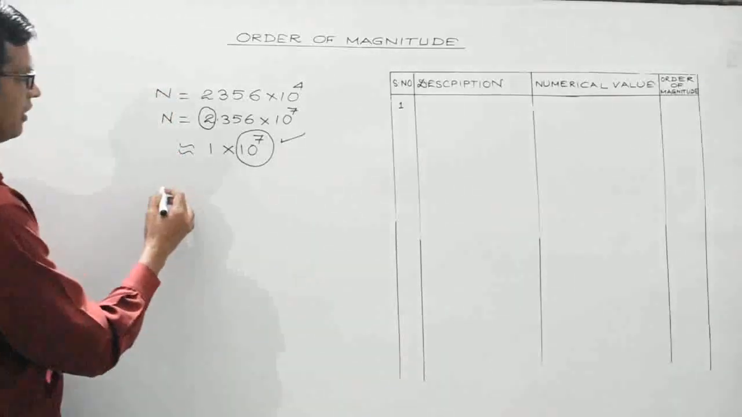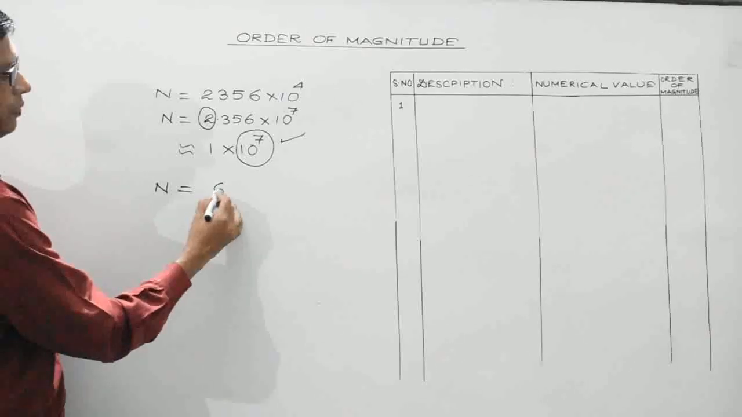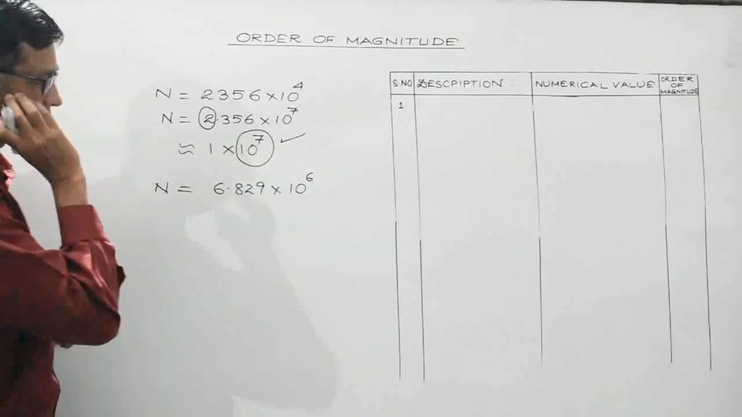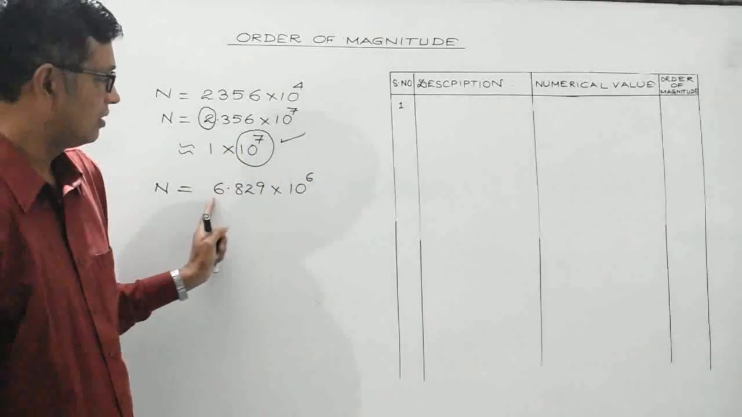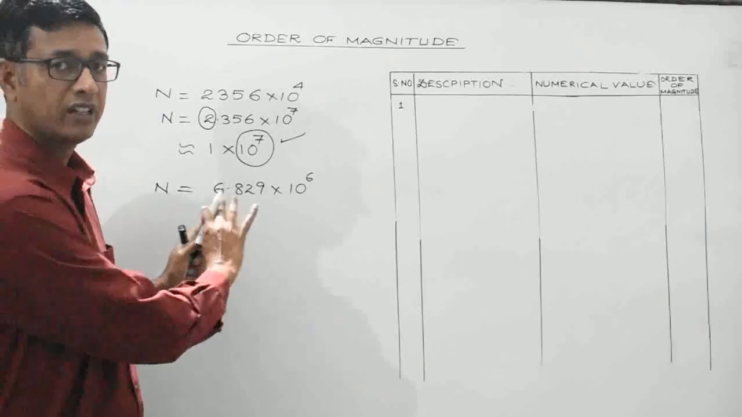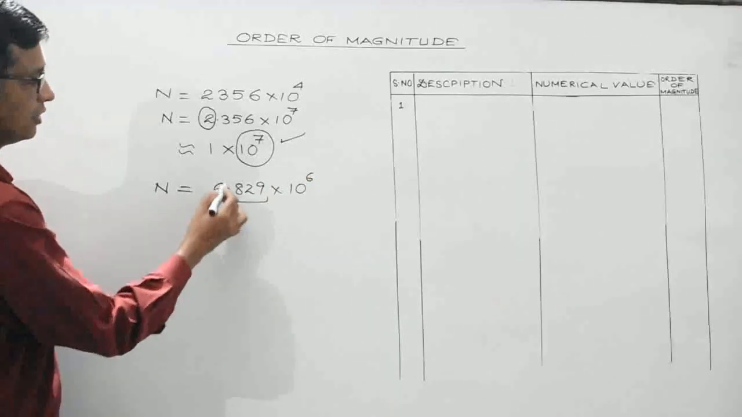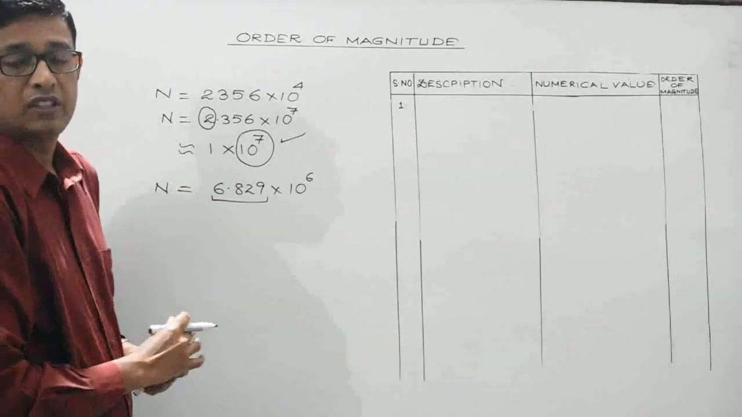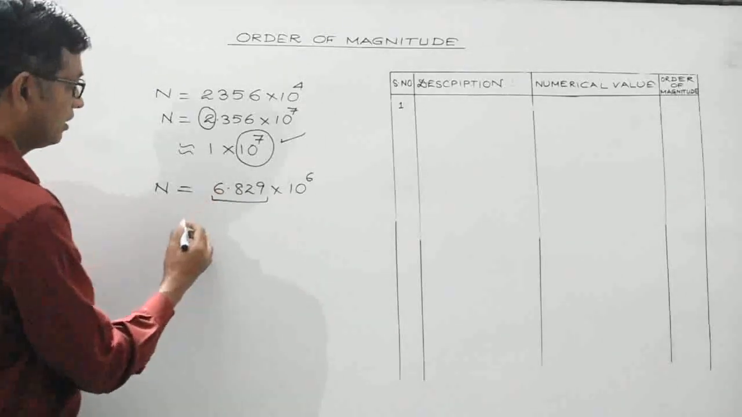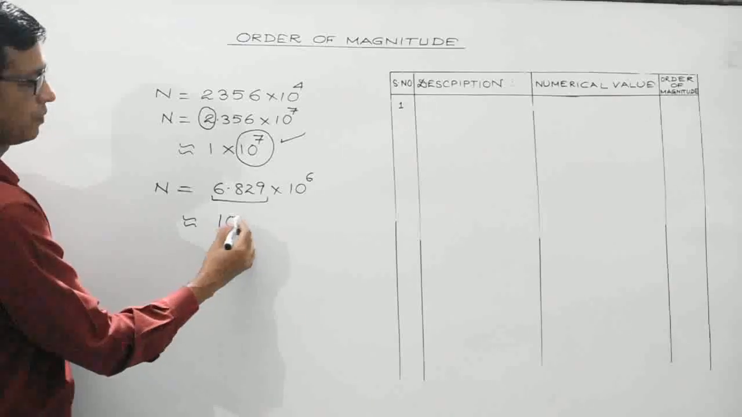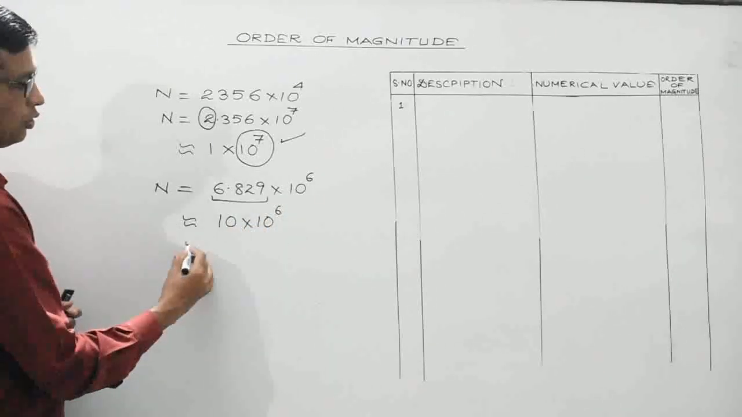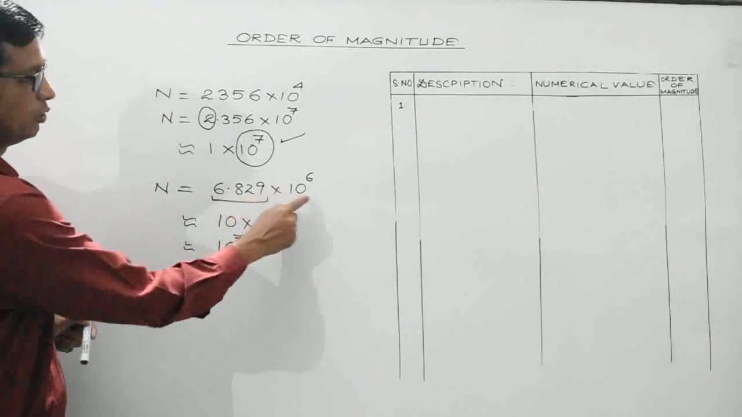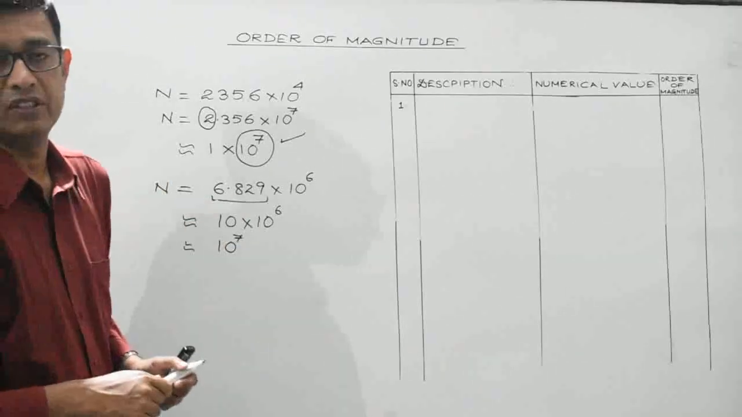Now consider another example. Consider this numerical value: 6.829 into 10 raised to the power 6. Now look, it is already in the standard form, no need to change it. Now the first digit is greater than 5, isn't it? So if the digit is greater than 5, it is to be approximated as 10 into 10 raised to the power 6. So it will become 10 raised to the power 7. So the order of magnitude of this numerical value is 10 raised to the power 7.